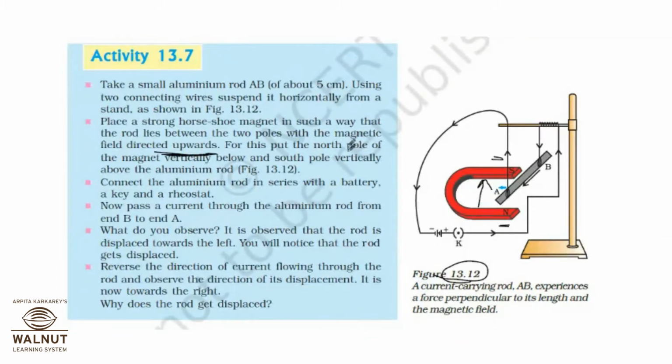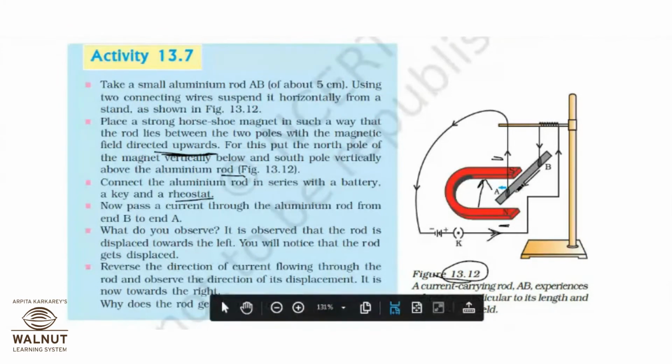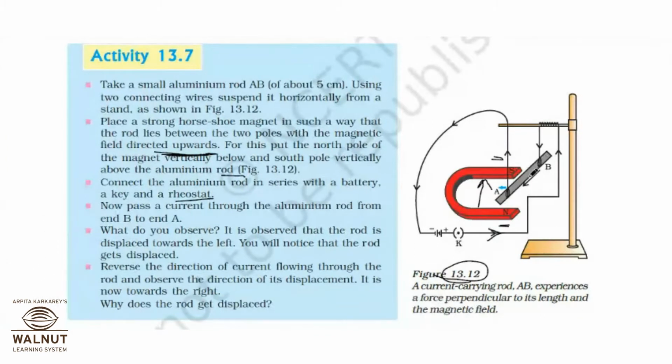So for this, put the north pole of the magnet vertically below and the south pole vertically above the aluminium rod like this. Now connect the aluminium rod in series with a battery, a key and a rheostat. Let the current pass. The current will always flow from positive to negative. Now tell me, when the current flows, will it pass through this aluminium rod? Aluminium is a conductor or an insulator? It is a conductor, so it will pass.